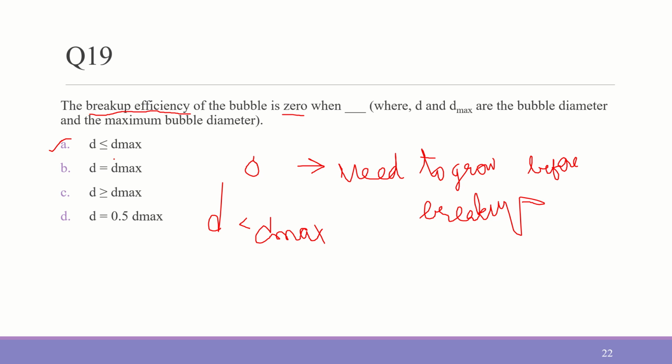So answer option A, d less than or equal to d max is the answer, and options B, C and D are wrong. Option A is the answer.